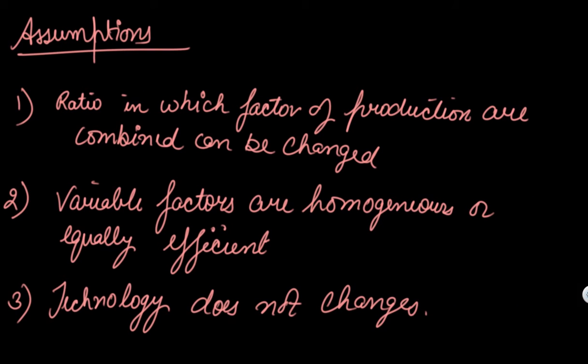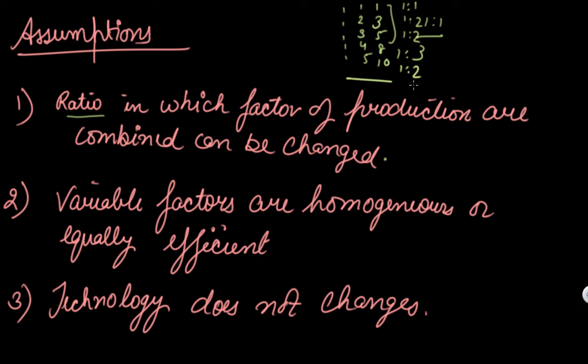So this is the relationship between your total product and marginal product. Now there are certain assumptions to your law of variable proportion. Number one, the ratio in which your factors of production are combined can be changed. If your fixed factor is 1 and you are adding only one additional factor to it, your ratio is 1:1. But you can also add more, so you have different ratios, that is 1:1, then 1:2, then 1:3. So this is the ratio in which the factors of production are combined can be changed.